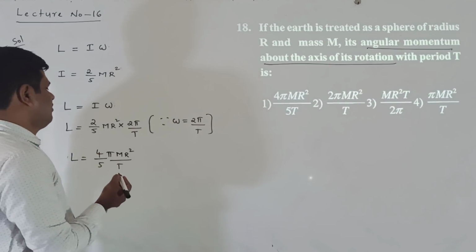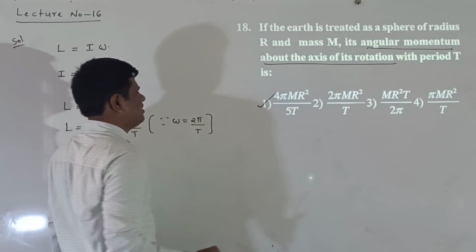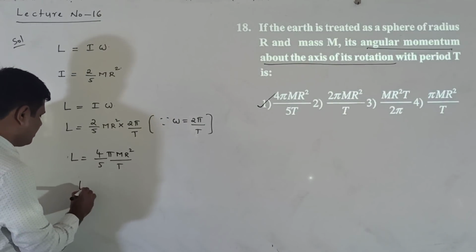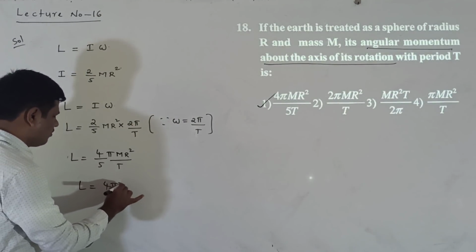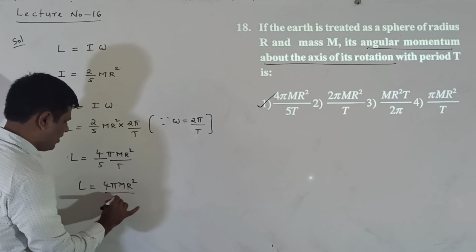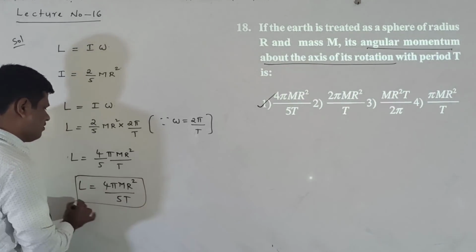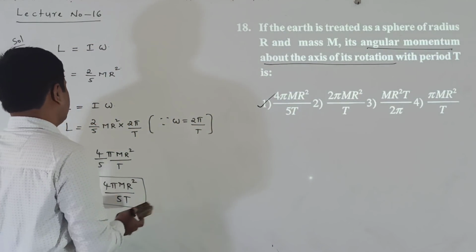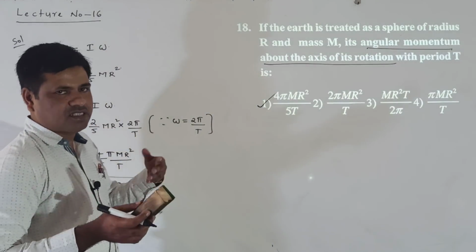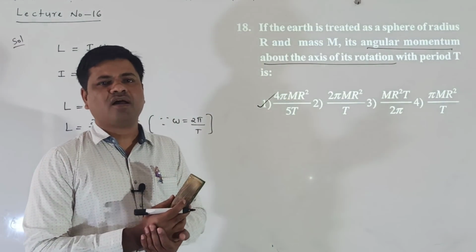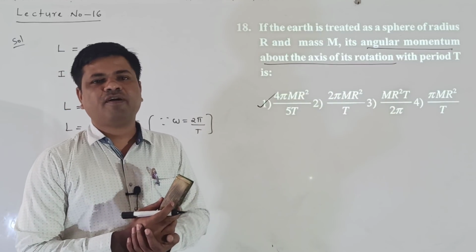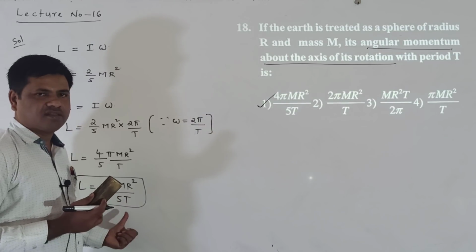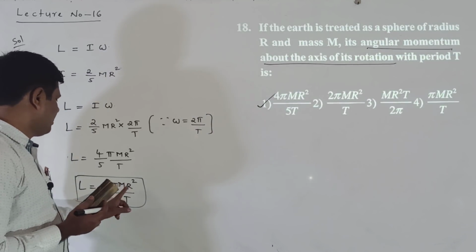Which option is there here? The first option is correct, that is 4 pi mr square by 5T. You can write it like that also. Just remember that sphere means solid sphere. The solid sphere moment of inertia we already know is the standard value 2 by 5 mr square. When you substitute that value and the omega value, you get the angular momentum, L is equal to 4 pi mr square by 5T.